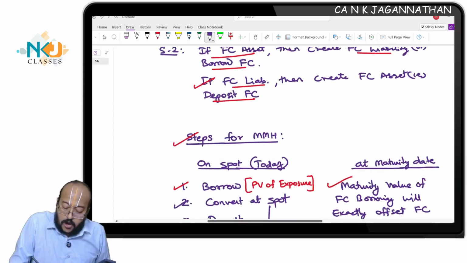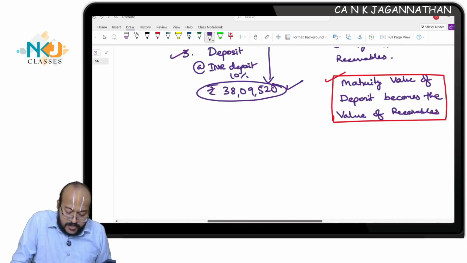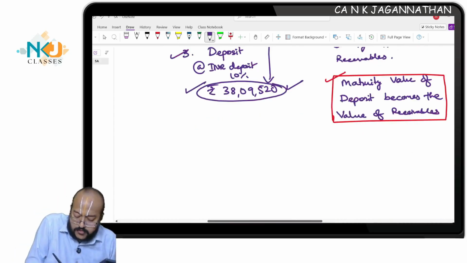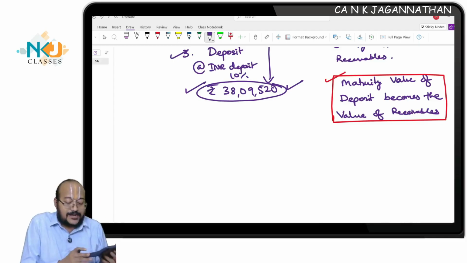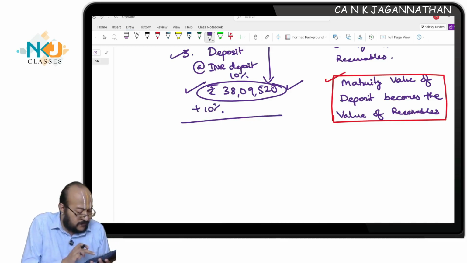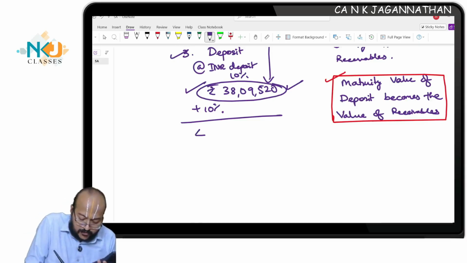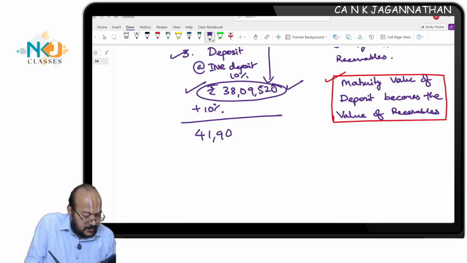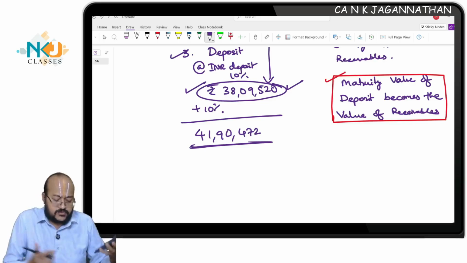Now you see, on the date of maturity, what happens? Very simple. The deposit you made to the extent of 38 lakh 9,520 will be maturing. At 10%, if you add 10% interest, what will be the total maturity value? 38 lakh 9,520 into 110%. How much is that? 41 lakh 90,472, rounding off, roughly 41 lakh 90,000.